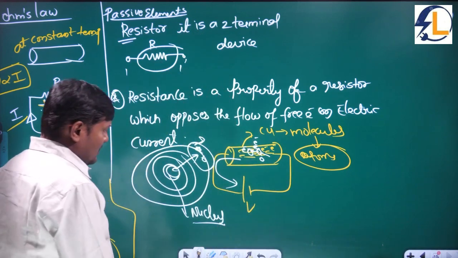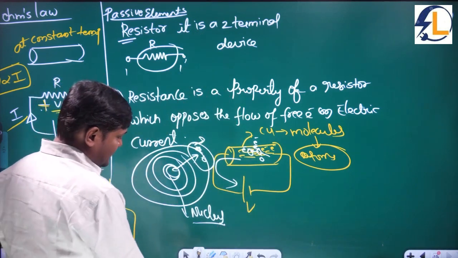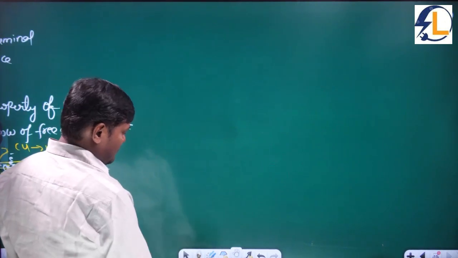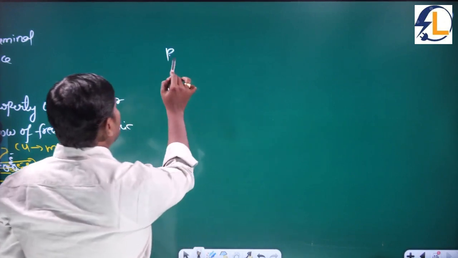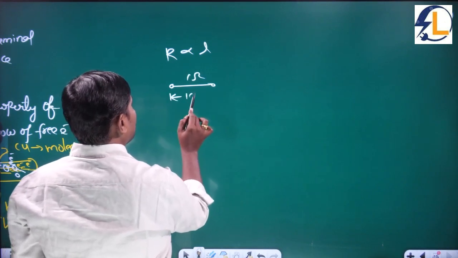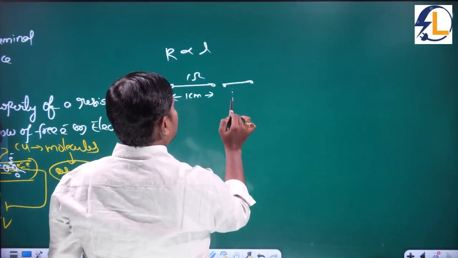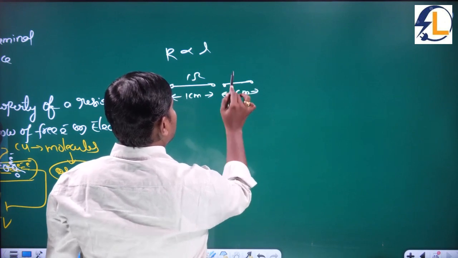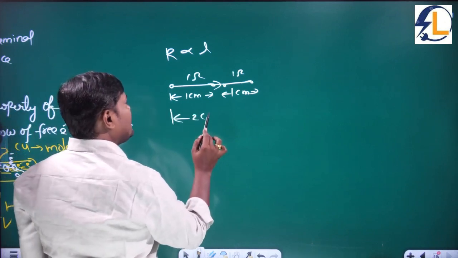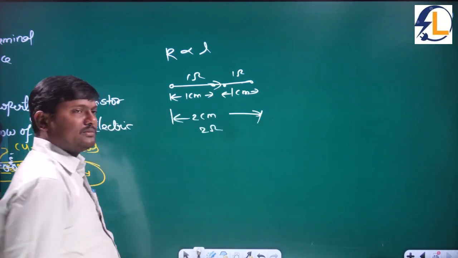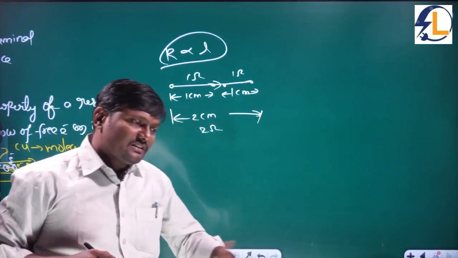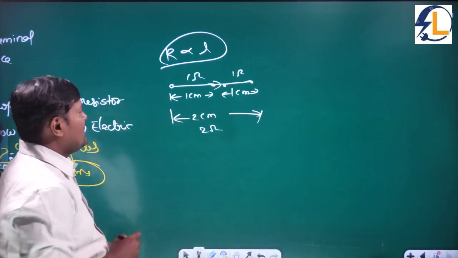In passive elements, resistance is directly proportional to what? Resistance is directly proportional to the length of the conductor. Suppose I take a 1 centimeter wire of 1 ohm, and another 1 centimeter wire of 1 ohm. If you connect them like this, what is the length? It is 2 centimeters. So what is the resistance now? 2 ohms. Resistance is directly proportional to the length of the conductor. As the length of the conductor increases, the resistance value also increases.